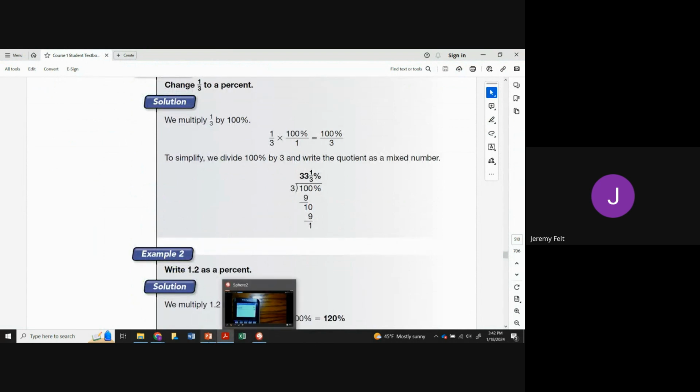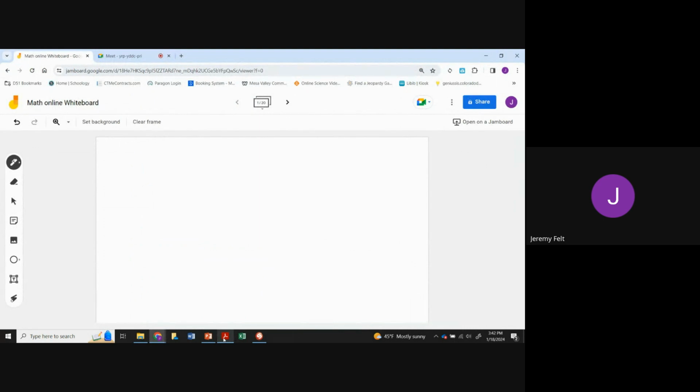1.2 as a percent. 1.2 is a decimal. We want to make it a percent, so we're multiplying by 100, or we can remember that we're just moving it to the right because it's getting bigger. In this little empty space, we fill in a 0, 120%. And that makes sense because 1.2 is greater than 1, so 120% is greater than 100%.